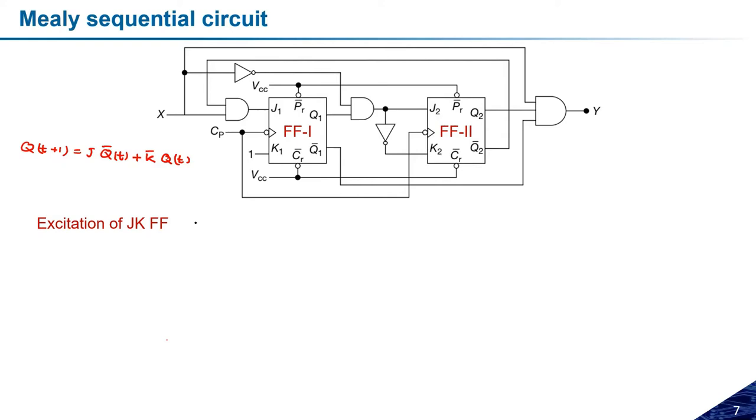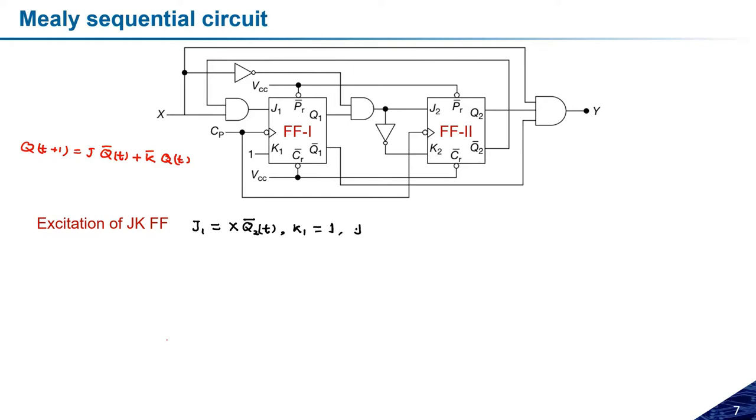If I want to make the expression for J1, what will it be? Let us see. J1 is the AND of X(t) and the second input that is connected to Q2 complement. So J1 = X · Q2(t) complement. This is the expression for J1. Similarly, for K1, here K1 is 1.